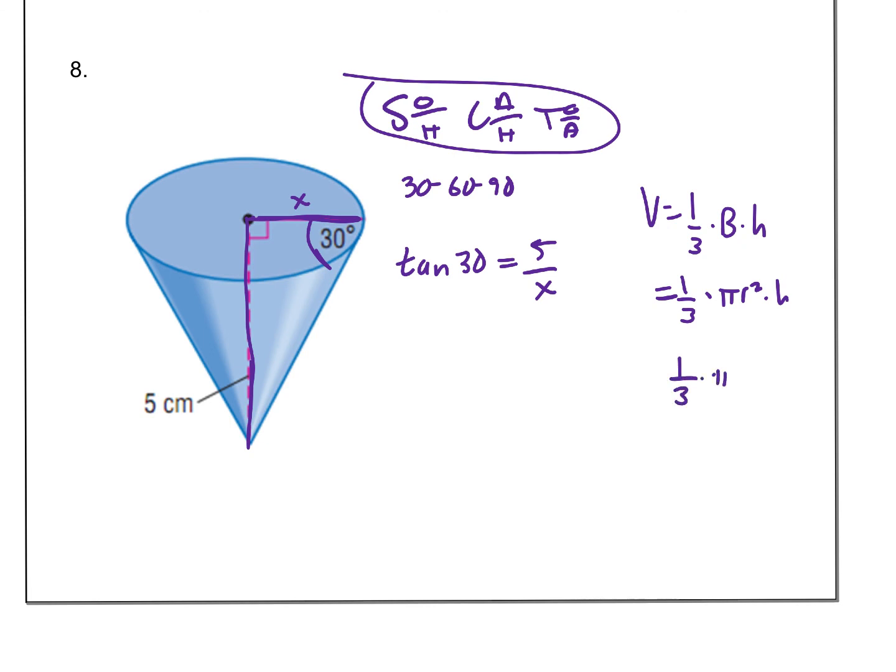In what we're looking for, volume is 1/3 base times height, so 1/3 pi r squared times height. I know that my height is going to be 5. So now, what's my radius going to be? Well, 5 divided by the tangent of 30 will be 8.66. So I need to square that. So 8.66 squared times pi times 5 divided by 3. So that gets me 392.7 centimeters cubed.